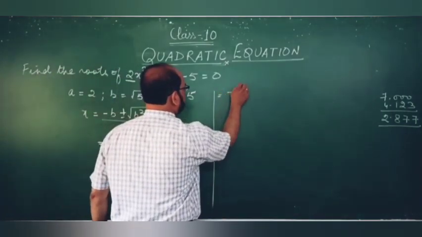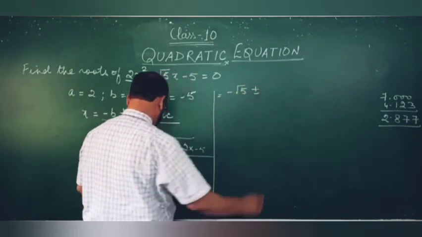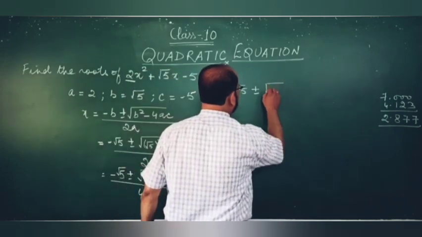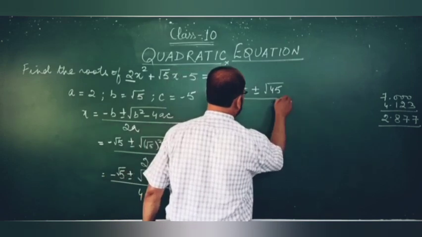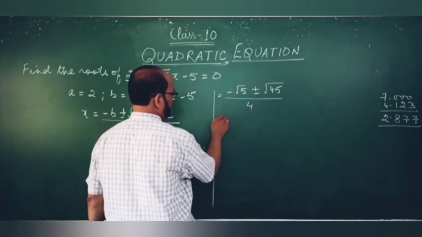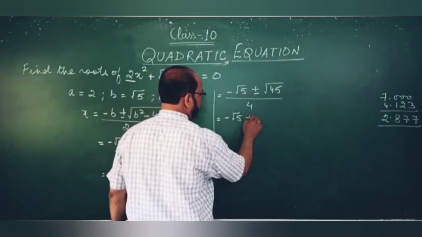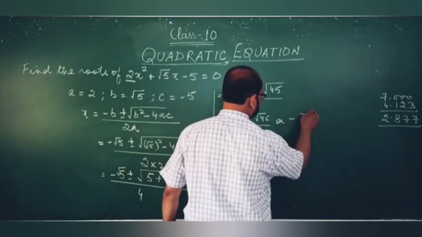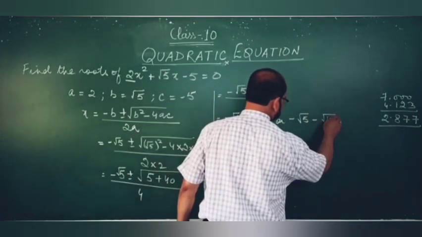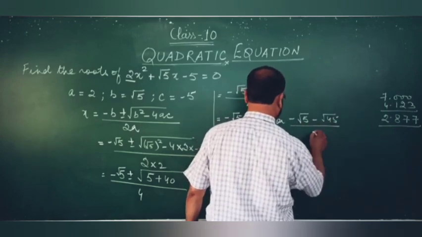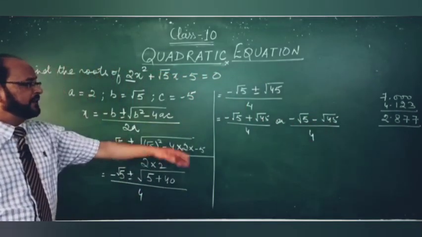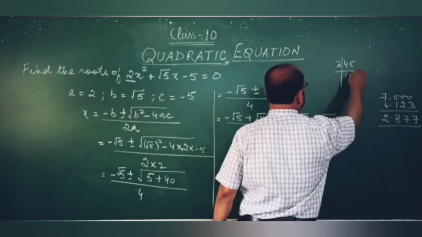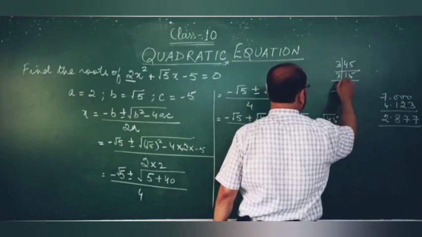This will be negative under root 5 plus minus under root 5, you will find the sum of 5 and 40. It will be under root 45 upon 2 2s are 4. Now once you will add negative 5 plus under root 45 upon 4 and once you will subtract, upon 4. Now 45 you can factorize. So what will be the situation here? 3 15s are 3 5s are 5 1s are.